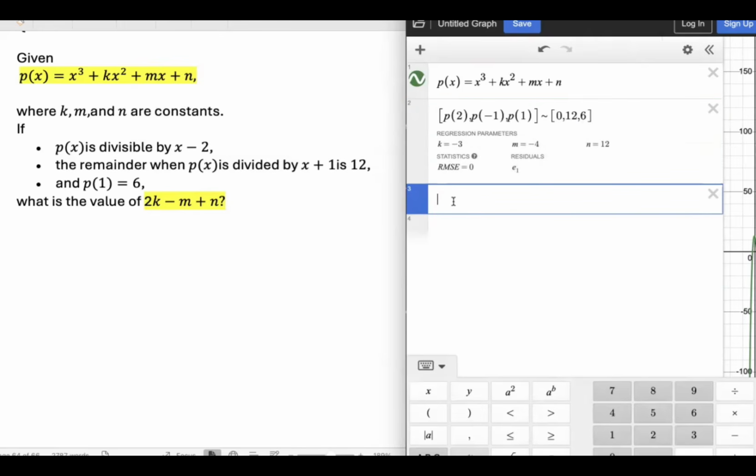And therefore, we are asked to calculate 2K minus M plus N. And you get 10. Like I said, you can do the algebra and then put it in Desmos. We can regress it after we find the actual points, P of 2, P of 1, and P of minus 1. And then you get your right answer, which is 10. This is a very nice polynomial question that tests a bunch of concepts that SAT wants you to know.